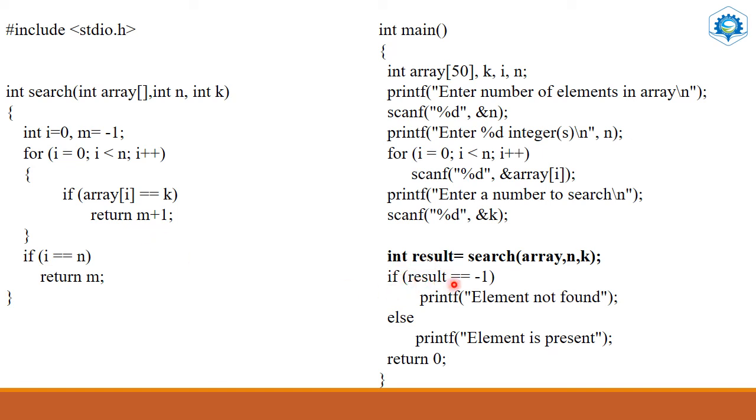So if result is equal to -1, we know that the element is not present in the array. So we display the message element not found, else we display the message element is present. And this is the program for searching for an element in an array. We have to study that whenever an array is passed to a function, its address is passed. So whatever changes are made by the function search will be reflected in the array also. In this case, no changes are made to the array.